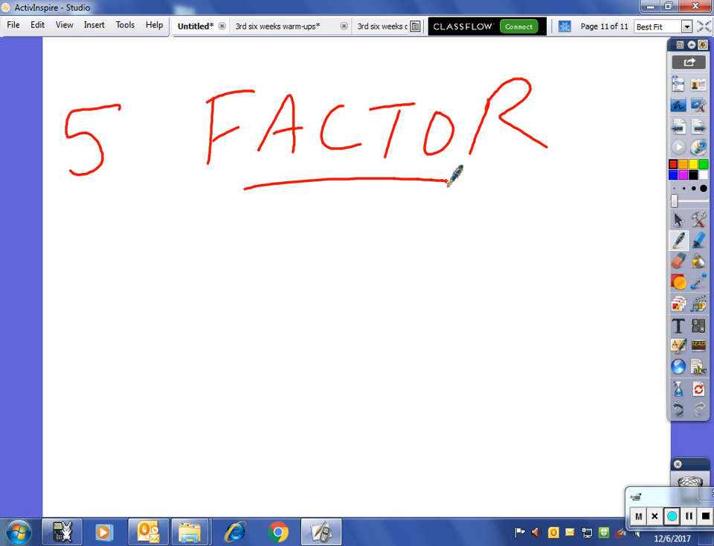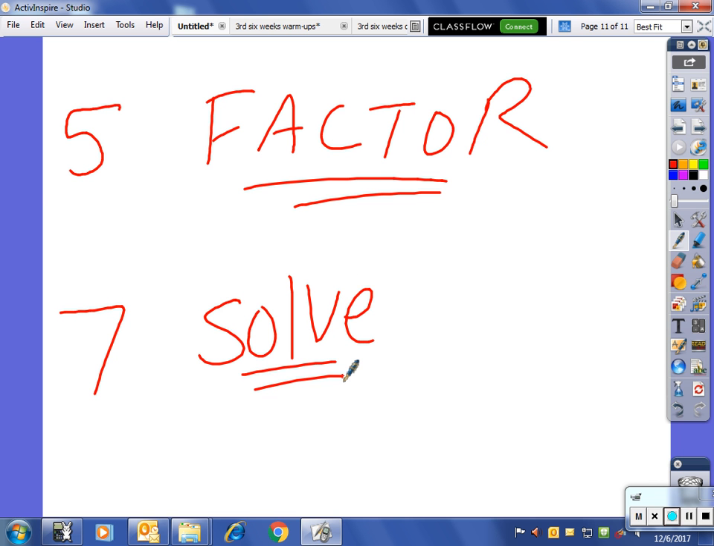Okay, there will be 5 questions that just ask you to factor. That's very similar to the test we took last Friday, where you're not solving, you're just factoring. You're taking out the GCF if there is one, and then you factor what's left. And then there will be 7 questions where you have to actually solve.